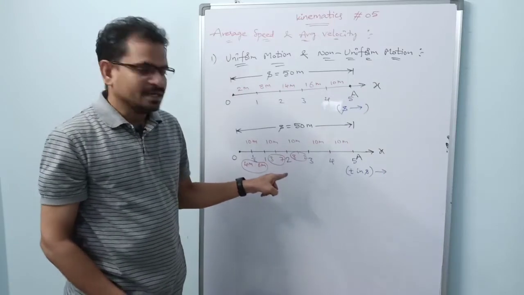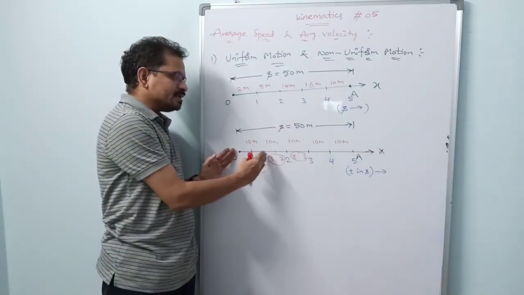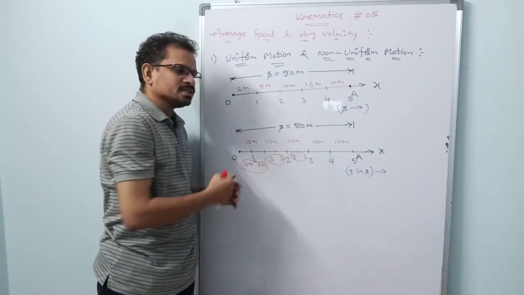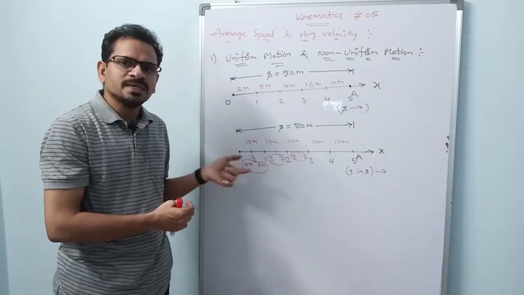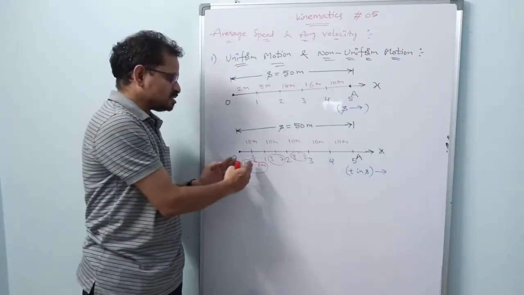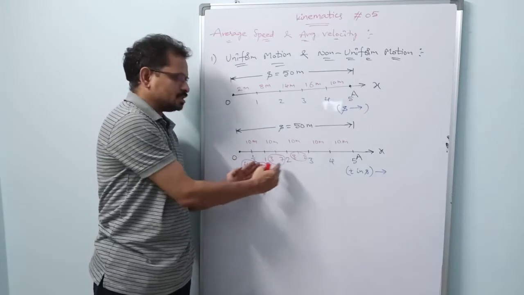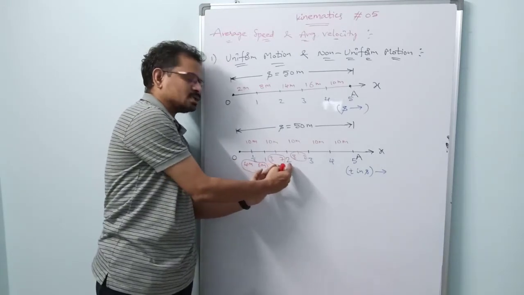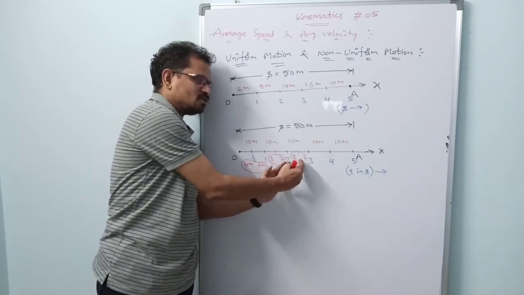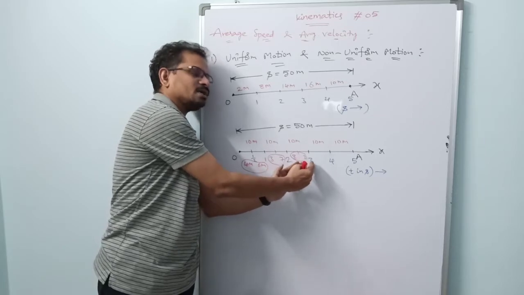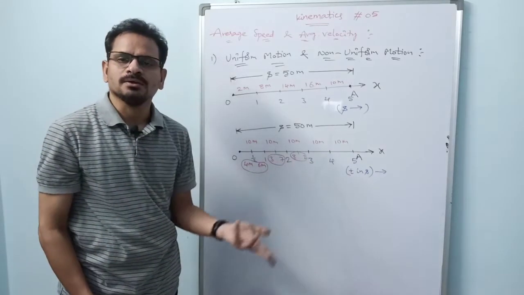But see, when we divide the time intervals into equal halves, then what happens? What information did we get here? See, in the first half second 4 meters, second half second 6 meters. Here in one part 3 meters, in another part 7 meters. Here in the first half of the second 8 meters, second half of the second 2 meters. Is this uniform motion? No, this is non-uniform motion.